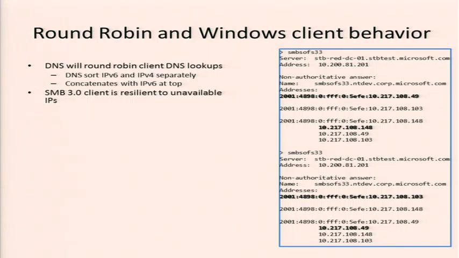But the Windows SMB3 client is resilient to unavailable IPs. So what does that mean? The logic here is that the client will attempt to connect to the first IP address in this list.